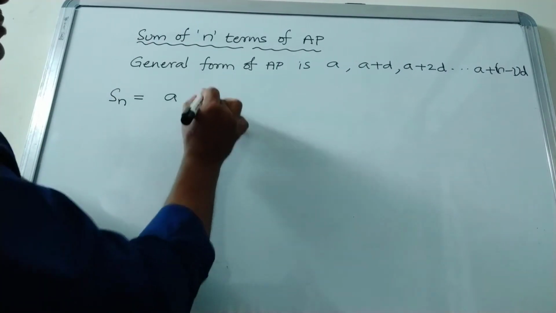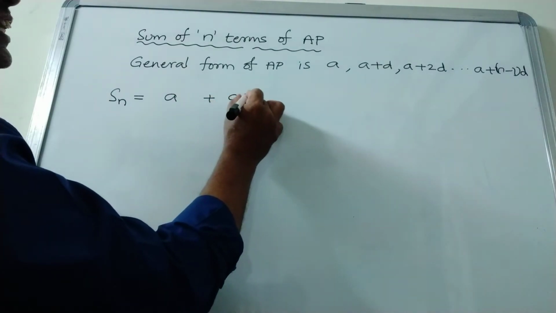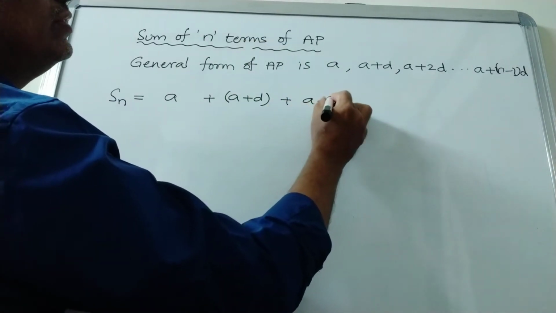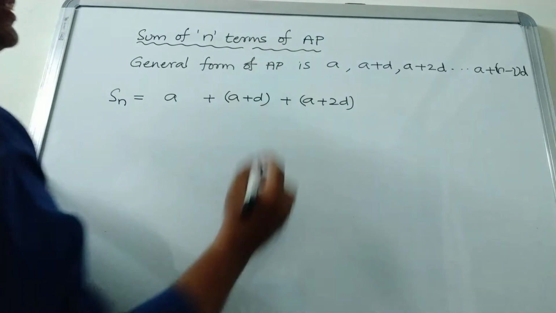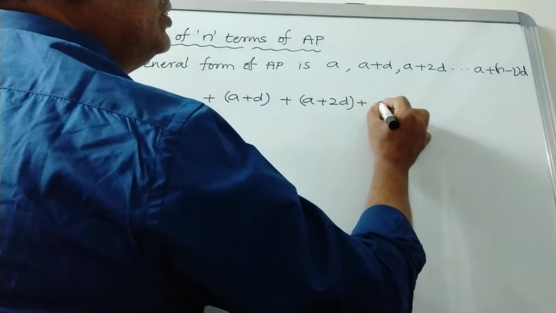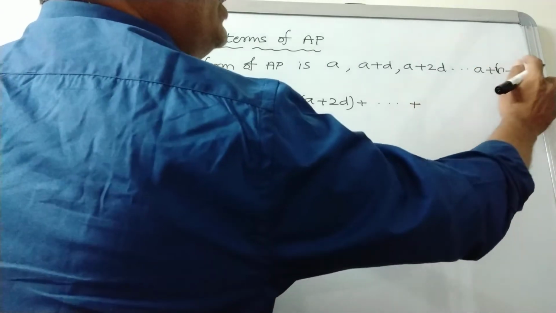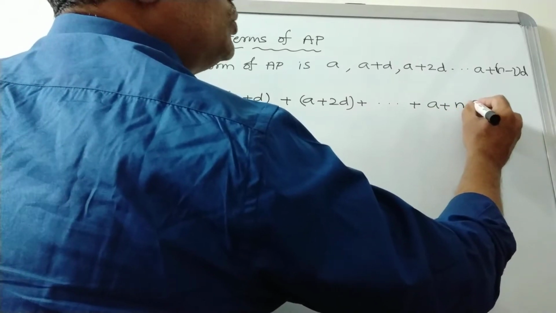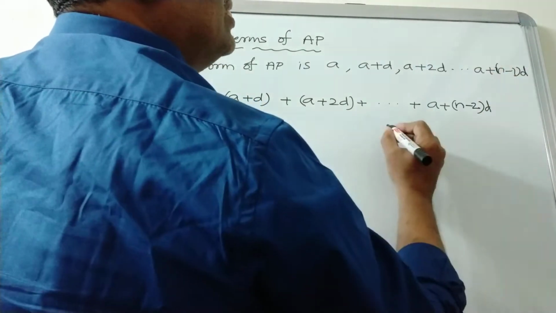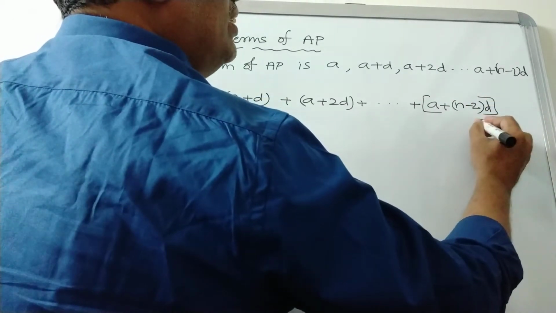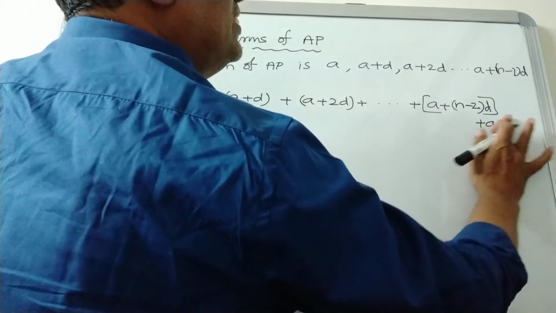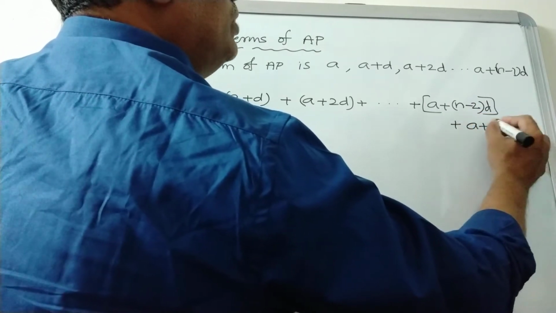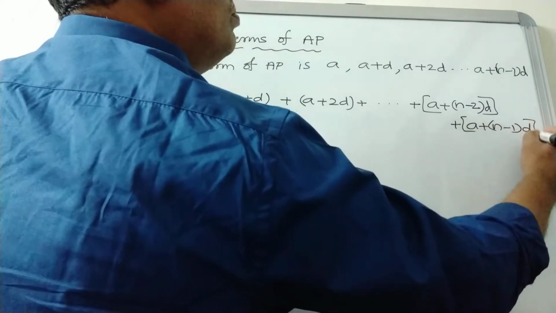This is a. So a plus d, the second term, and again a plus 2d. Like that I am writing. So the last term is a plus (n minus 1) into d. Before the last term also I am writing a plus (n minus 2) into d, and again the next one, a plus (n minus 1) into d. This is the last term.